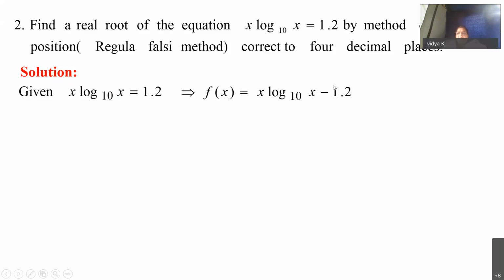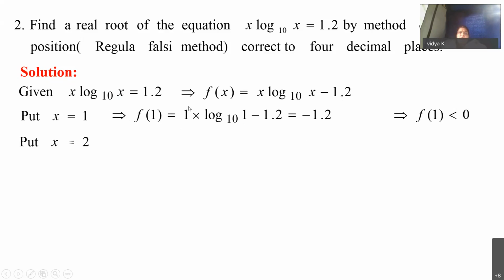If you skip this, every value goes wrong. So try to understand the concept properly. You have to take f of x equal to 0. So now as we did earlier, f at 1, put x as 1. So 1 into log 1 to the base 10 minus 1.2.